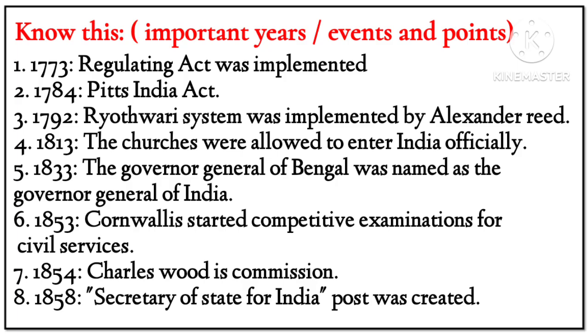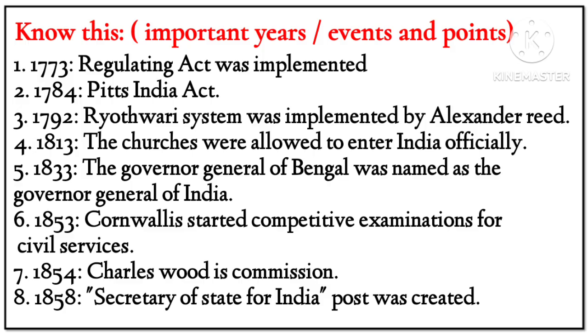Let's begin. First, know these important years, events and points. First one, 1773: Regulating Act was implemented. 1784: Pitt's India Act was implemented. 1792: Rayatwari system was implemented by Alexander Reed.